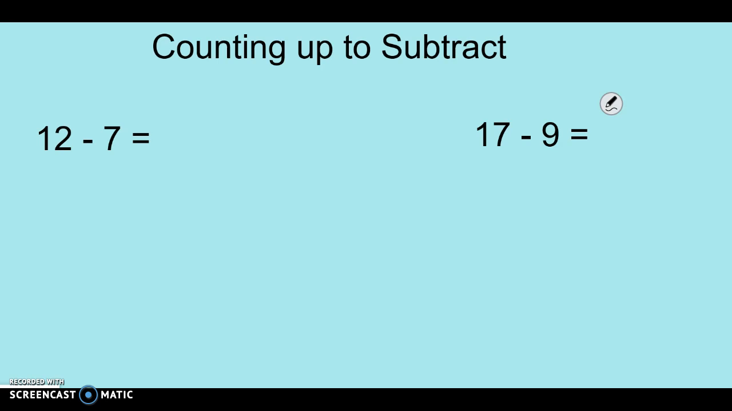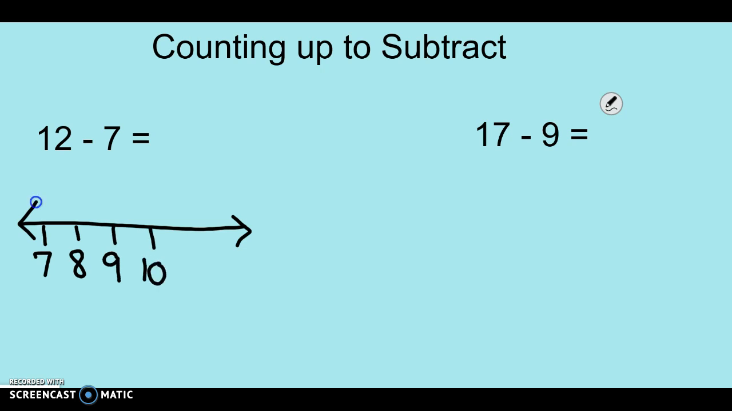First, we have to make a number line. What number should be at the beginning of the number line? You guessed it, the smallest number, number 7. We're going to count up to what number? That's right, to the 12, the other number in the equation. Here we go. Help me count. 8, 9, 10, 11, 12. Now we can stop.